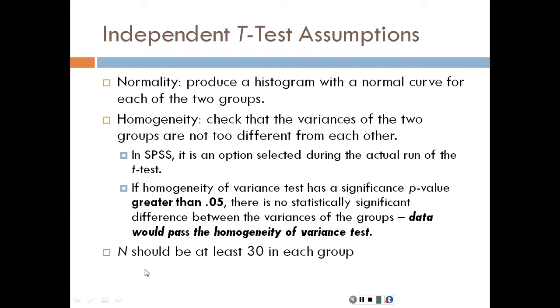And the third t-test assumption, n should be at least 30 in each group. So again, you can run a t-test with any number in your group. You can have an n of any size, but the larger the n, the more robust the t-test is.